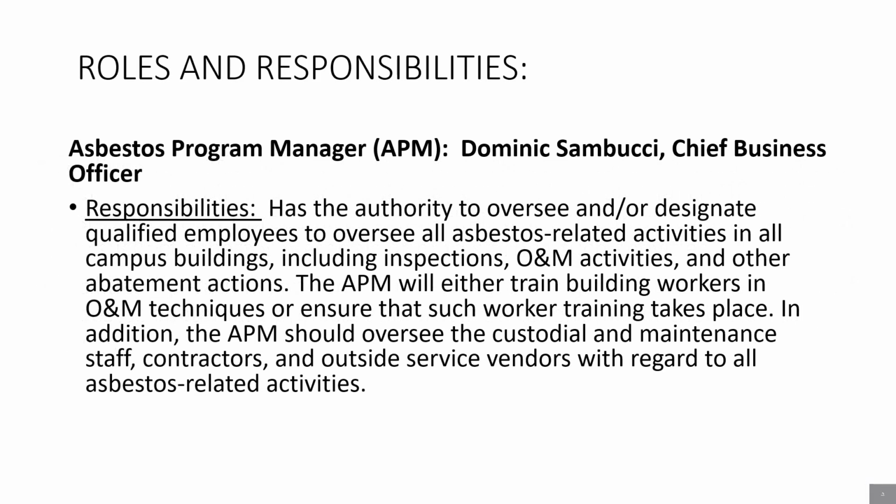Roles and responsibilities. The Asbestos Program Manager, or APM, is Dominic Sambucci, our Chief Business Officer. His responsibilities are the authority to oversee and/or designate qualified employees to oversee all asbestos-related activities in all campus buildings, including inspections, O&M activities, and other abatement actions. The APM will either train building workers in O&M techniques or ensure that such worker training takes place. In addition, the APM should oversee the custodial and maintenance staff, contractors, and outside service vendors with regard to all asbestos-related activities.